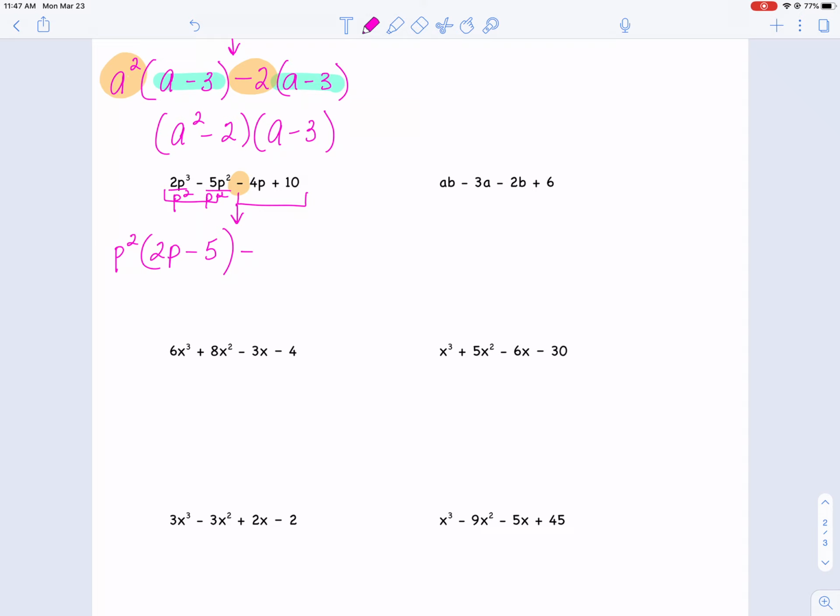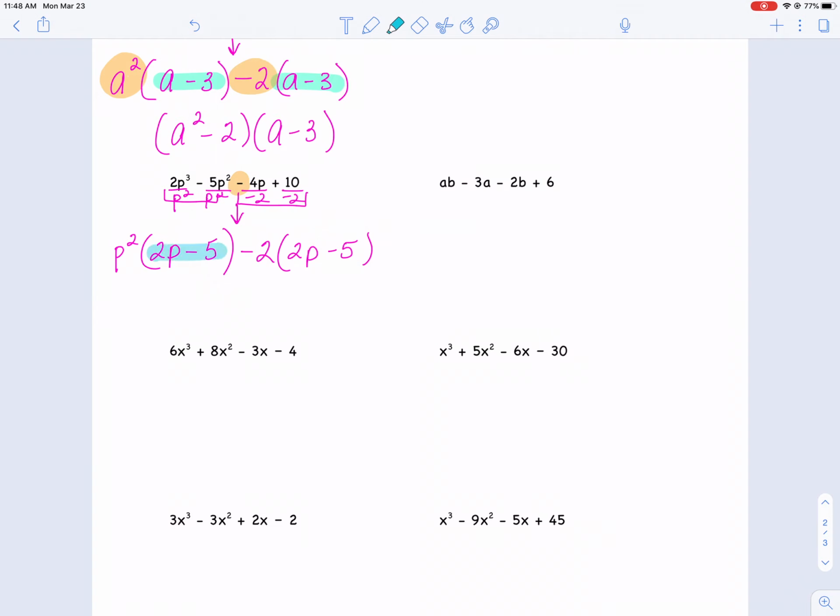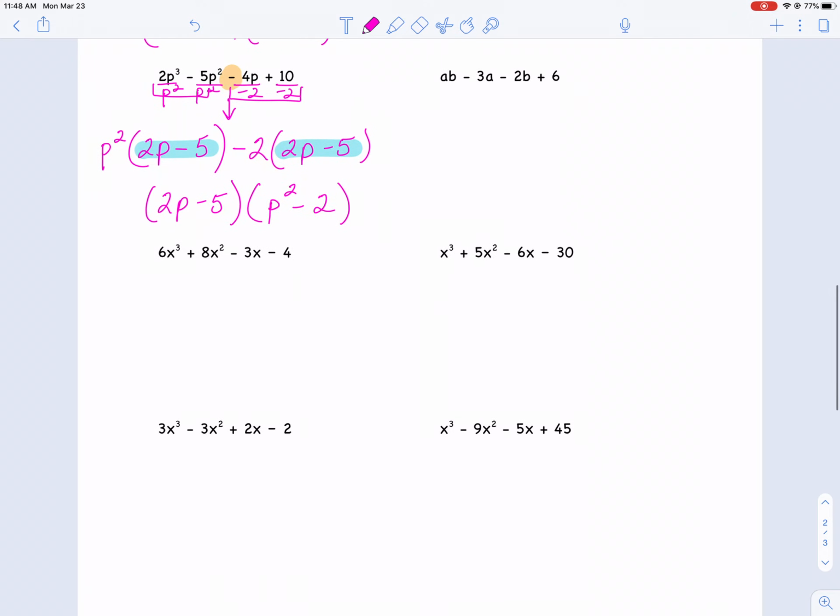The GCF between 4 and 10 should be 2. When I now divide this term and this term by negative 2, I get a positive 2p and a minus 5, because 10 divided by negative 2 is negative 5. I know I'm right. These two match. It can come down first or second. The order doesn't matter. As long as one of your factors is 2p minus 5, your other one should be p squared minus 2. Okay. I'm going to go to the next one.